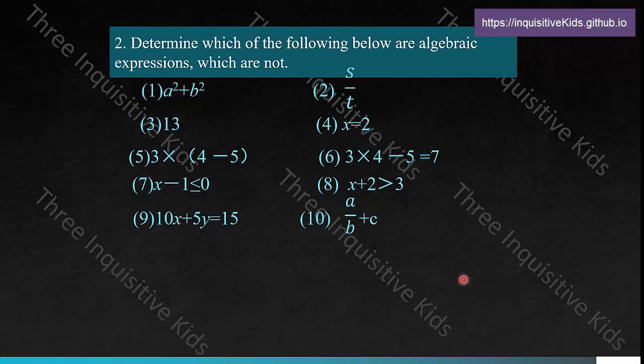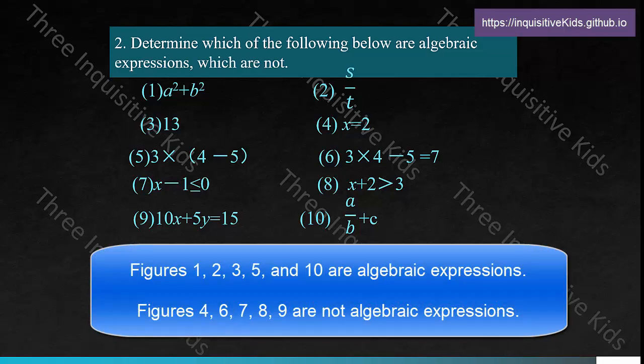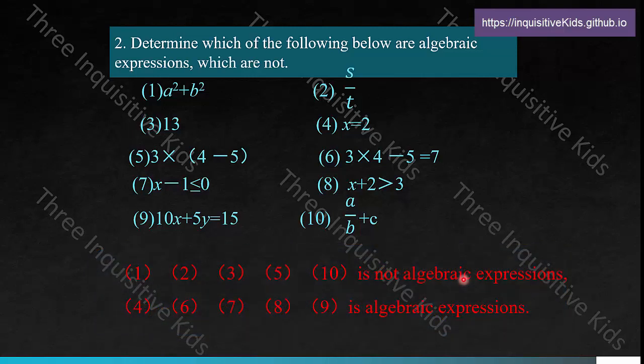Okay, so the first one is correct. The second one is also correct. So figures 1, 2, 3, 5, and 10 are algebraic expressions, and 4, 6, 7, 8, and 9 are not algebraic expressions. So check your work and see if you were correct or not. And remember, if there are any signs that show relations like equal signs or greater than and less than, those are definitely not algebraic expressions. And one single variable or number is also considered an algebraic expression.